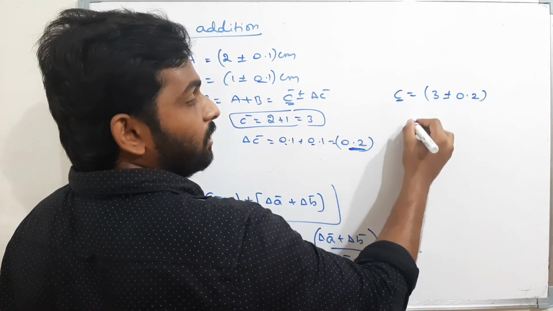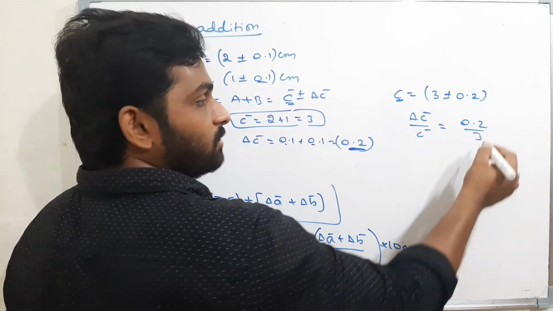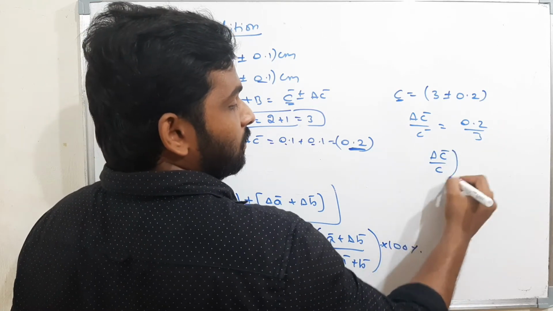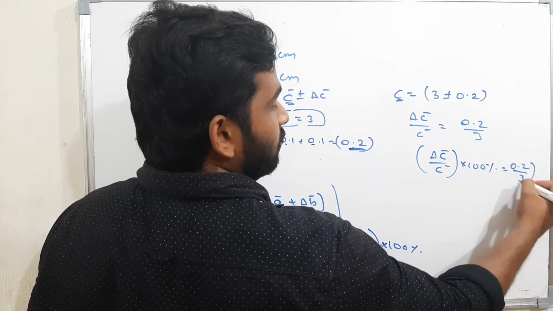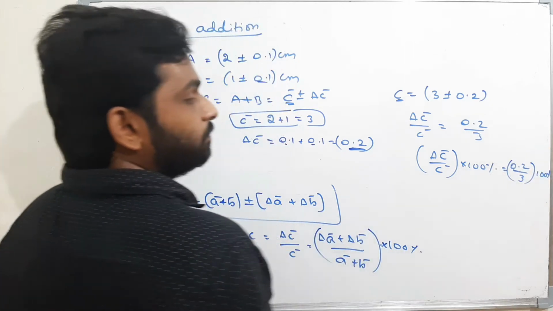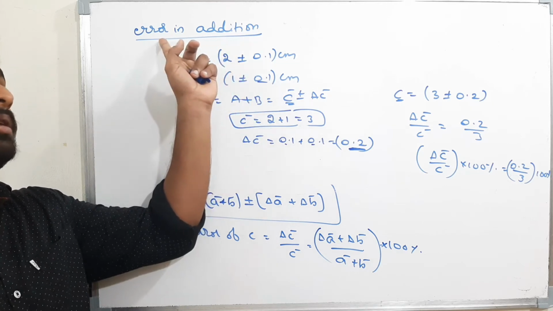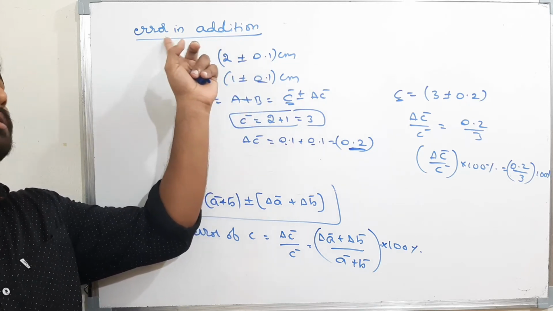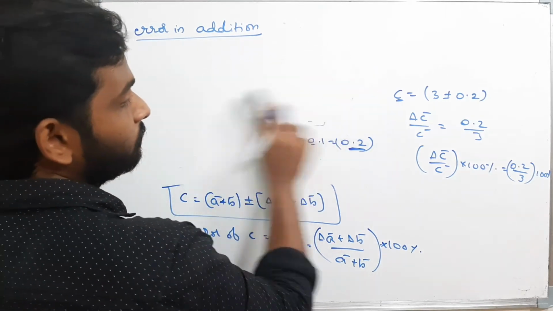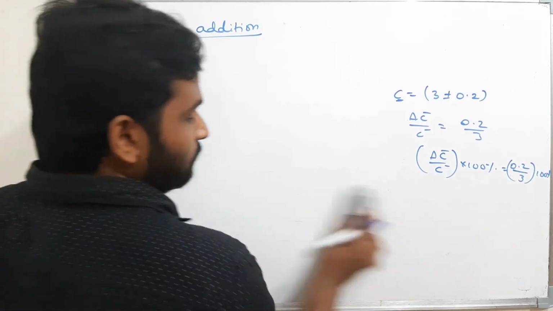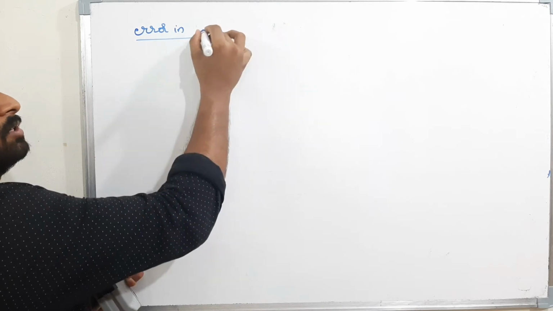And if they told to find the relative error, that is delta C bar by C bar, then 0.2 by 3. If they told to find the percentage, delta C bar by C bar into 100%, that is nothing but 0.2 by 3 into 100%. These are the ways to solve the problems for addition when there are errors in the measured values. Okay. Now, subtraction. Now this was addition, now subtraction.